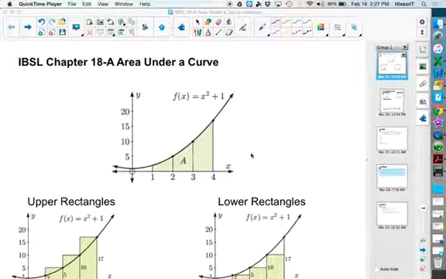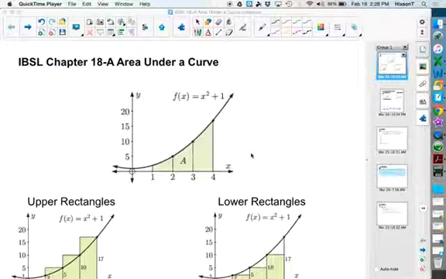So we're about to look at integration here in chapters 18 and 19. 18 is kind of the mechanics of integration, and 19 are some applications. We have the area under a curve. That's really what the integral will give us, the area under a curve.